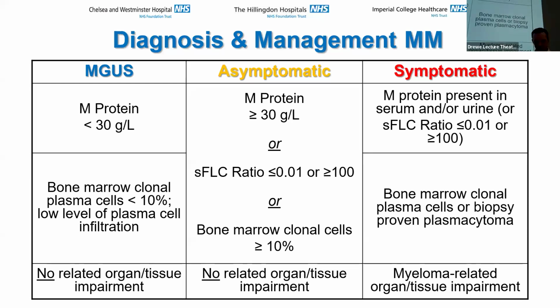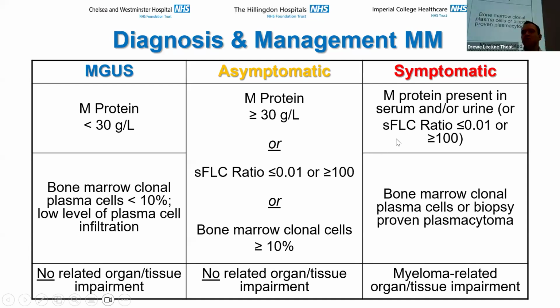When we think about the overall diagnosis and management of myeloma, we can broadly split this into 3 categories. We've got our MGUS patients, who would tend to have paraproteins less than 30 grams per litre, bone marrow clonal plasma cells of less than 10%, and the key thing is there's no organ-related or tissue impairment. When we move on to the asymptomatic myeloma patients, formerly known as smouldering myeloma, we reach an in-between state. You've got either a paraprotein equal to or greater than 30 grams per litre, or substantially abnormal free light chains, or bone marrow clonal cells greater than 10%. Again, the key thing here is no related organ tissue impairment.